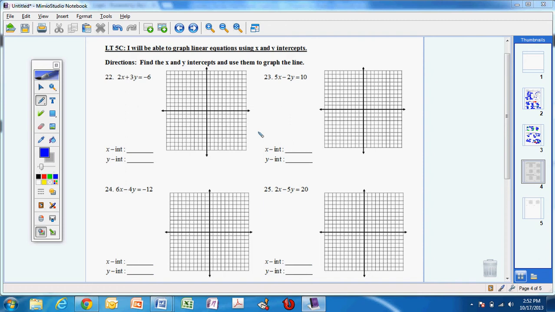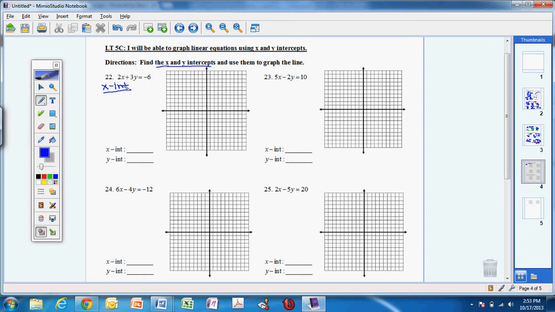This is page 3 of worksheet 4. So the next thing it's asking us to do is find the x and y intercepts and use them to graph the line. In this case, the first thing we're going to do is find the x and y intercepts. This part of this learning target is actually a review from the last unit.